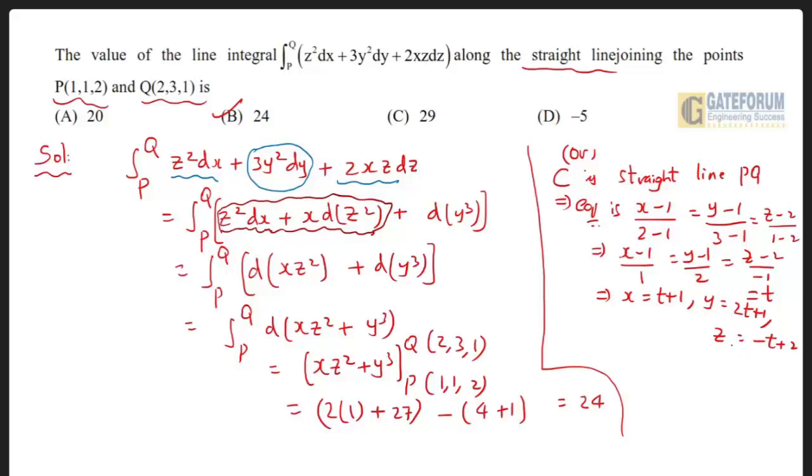And the t limits are 0 to 1. In any of these, x, y, or z, substitute the lower limit and upper limit, and you will get the corresponding t limits 0 to 1. And dx is dt, dy is 2 dt, dz is minus dt. So therefore, you will get finally again 24. So the answer is 24. This is the end of the question.